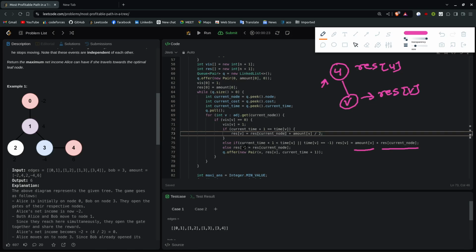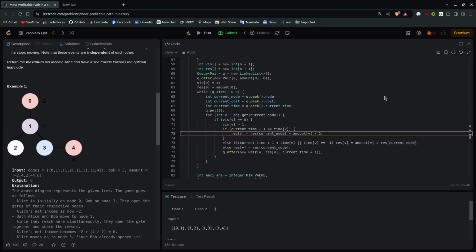In other cases, we add 0, right? Alice will not be getting any amount. This means that Bob had already visited that node before Alice. So we just have to carry forward whatever was the previous amount, so resultant of the current node, which is basically u over here. And then in Q we add the current state of v, which is the node v, and the answer for node v, and we also pass the incremented time, current time plus 1.